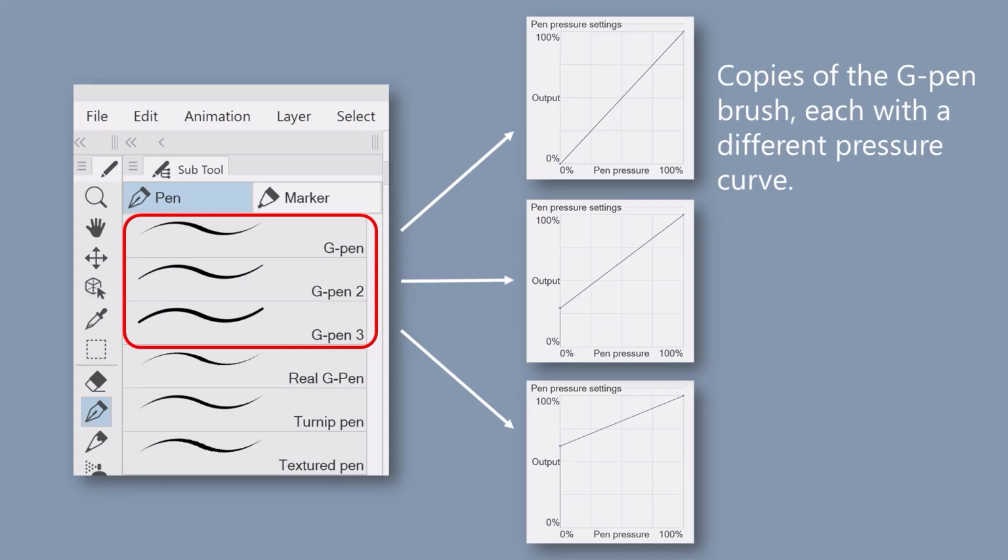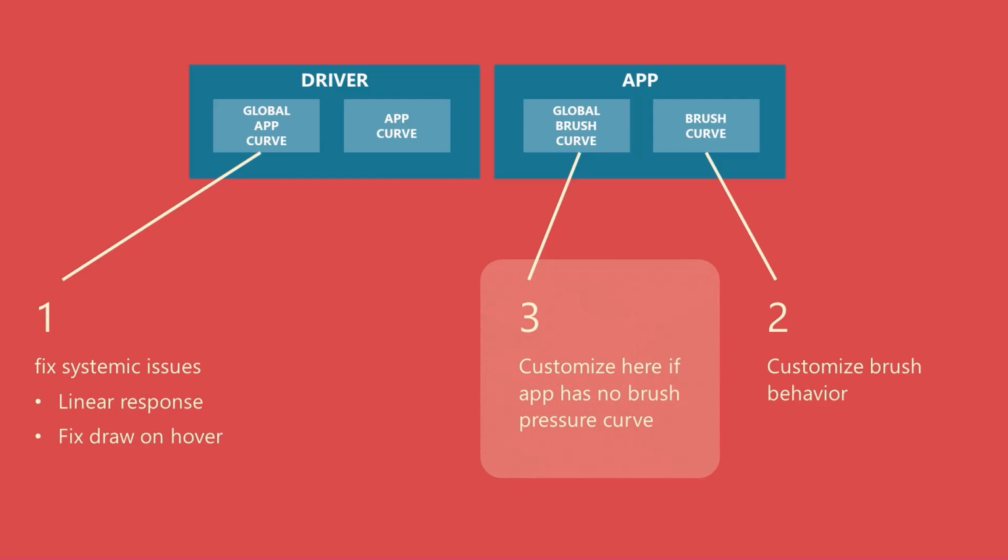I leave it in its normal behavior and I create a copy. I'll call it G Pen 2. The only difference in that copy is it has a different pressure curve. This makes it really easy for me to quickly switch between different pressure behaviors. If the application does not have a brush-specific pressure curve, then I fall back to the application's global brush curve.